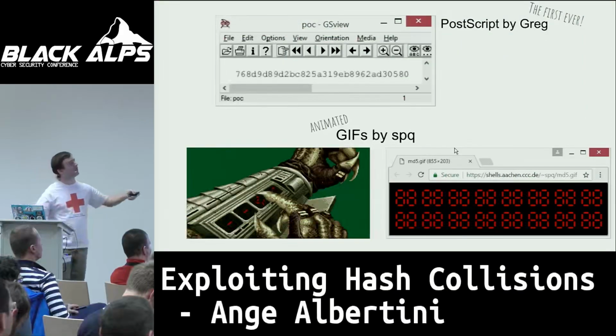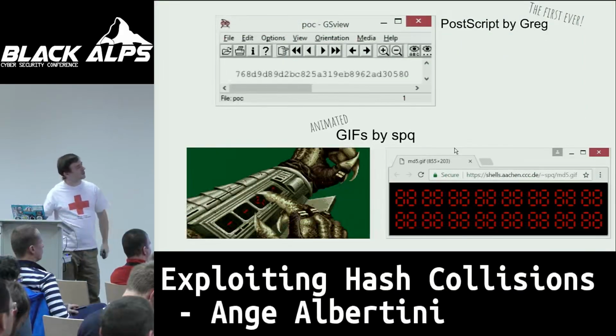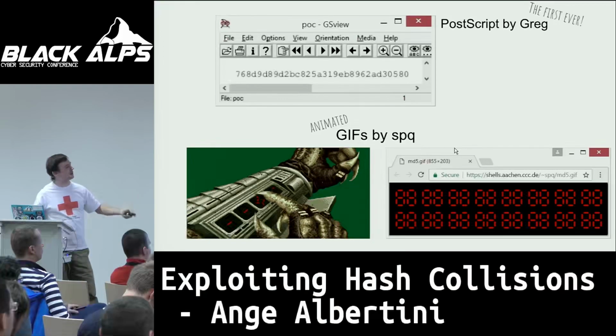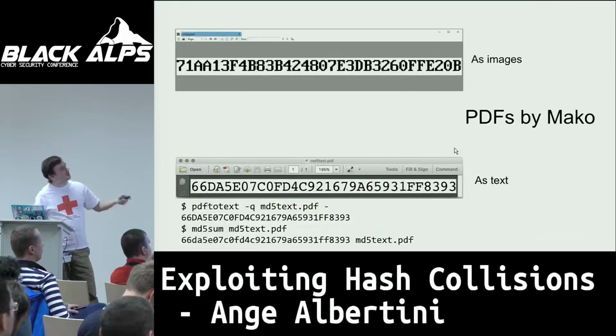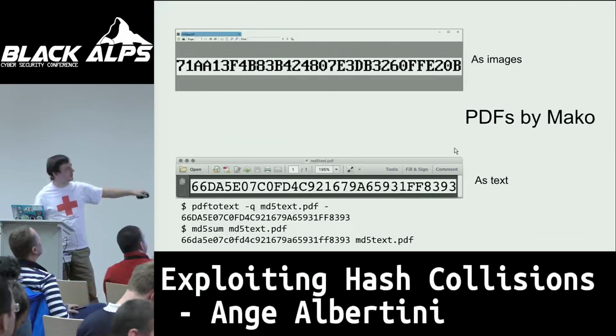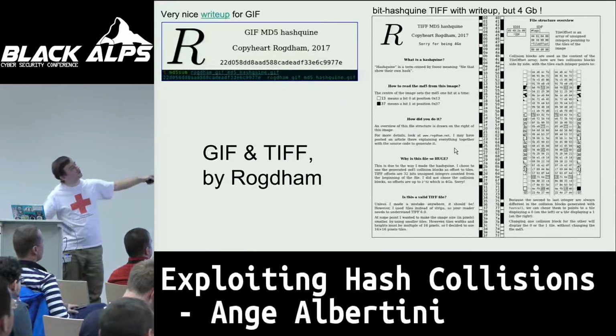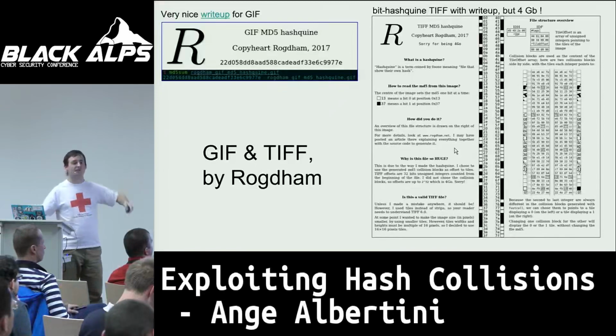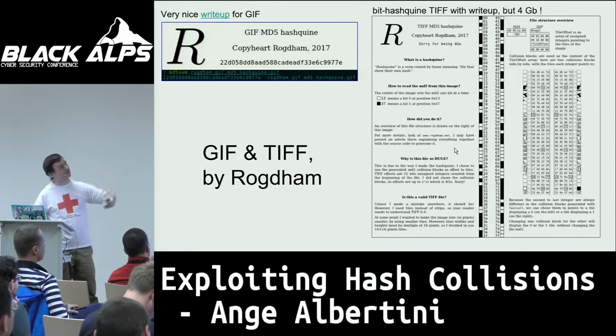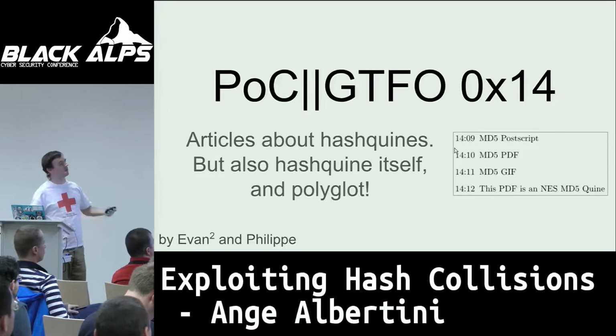So Greg did it for PostScript. That was the first hashcoin ever, and then SPQ did it for GIF, and Mako did it for PDF as image and PDF as text. So MD5 sum and PDF to text give the same result. That's pretty nice. And Rodcam did that with the GIF and also with TIFF. And that was an example. This TIFF is 4 GB because one pointer will be huge. So sometimes it's good to make a practical proof of concept rather than 4 GB. But here it's not possible.